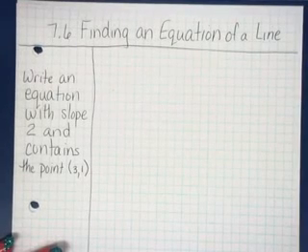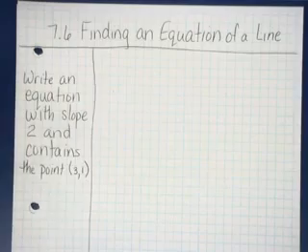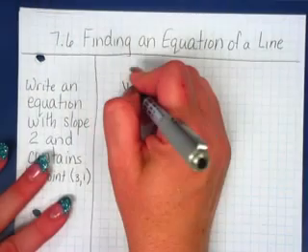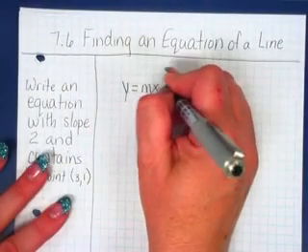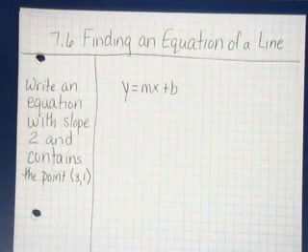7.6, finding an equation of a line. So the directions say write an equation with slope of 2 and contains the point (3, 1). So our equation is y equals mx plus b. That's our equation we're going to be working from, our slope-intercept equation.